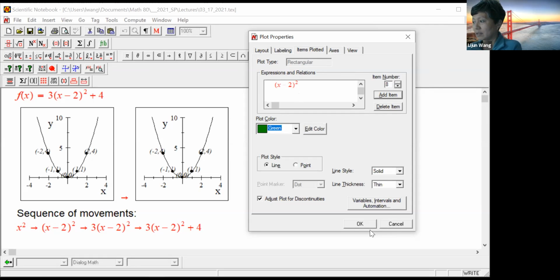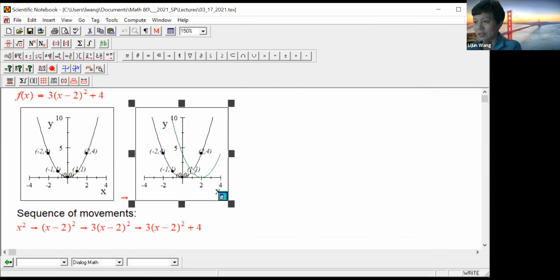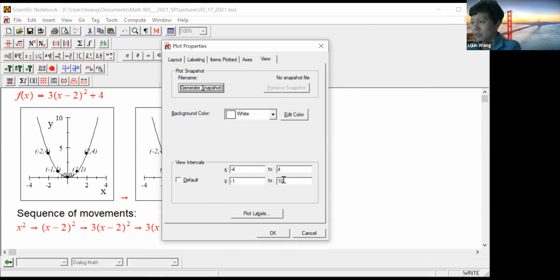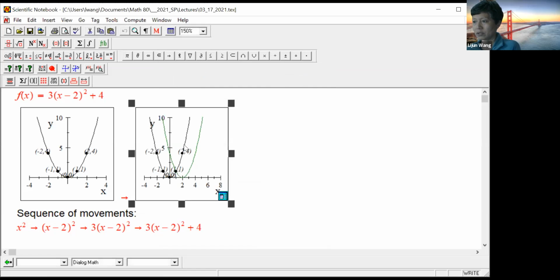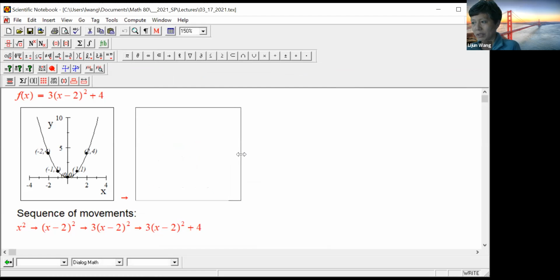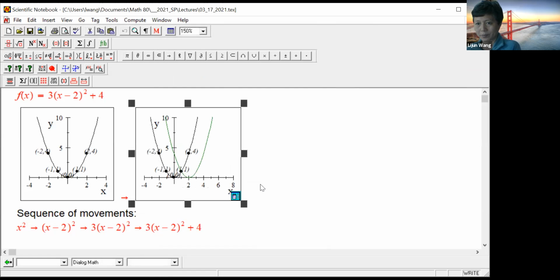Okay, so let's see, shifted to the right by 2 units. It looks like I need to make a little adjustment. Okay, so it's shifted to the right by 2 units. That's the second movement. Third movement, multiply by 3. So this picture, multiply by 3.